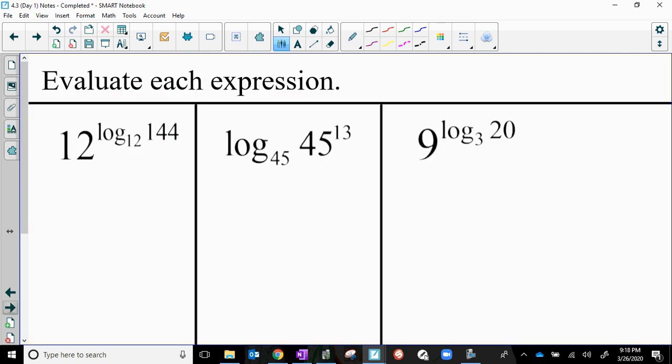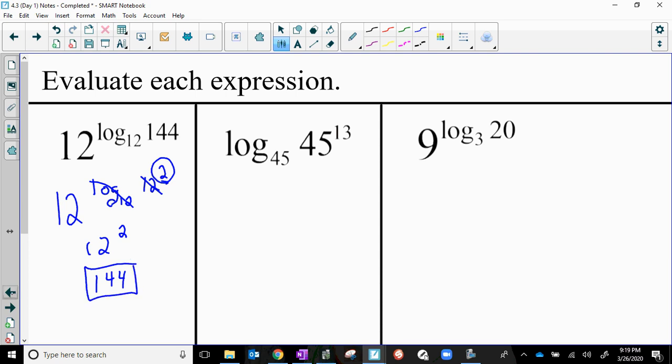So let's look at a couple of problems. We got 12 to log base 12 of 144. Now the slow way would be, okay, let's evaluate the logarithm first. So this logarithm right here would be log base 12 of 144, which is 12 squared. Well, 12 to what power is 12 squared? That's 2. Then you have 12 squared, which is 144.